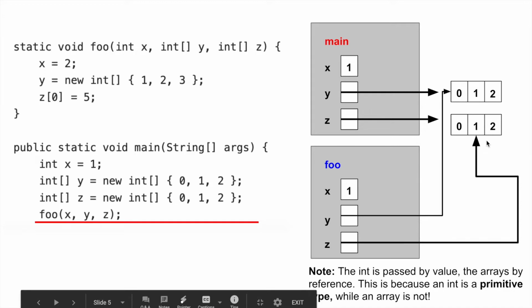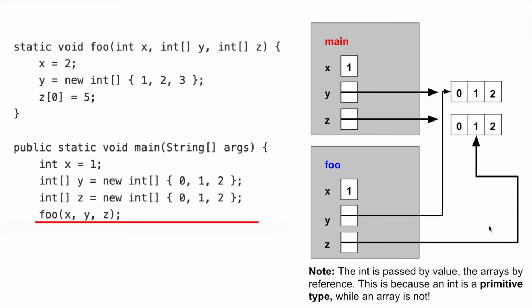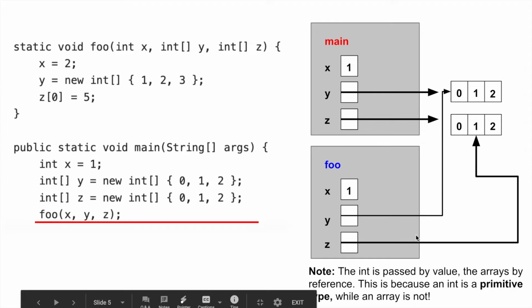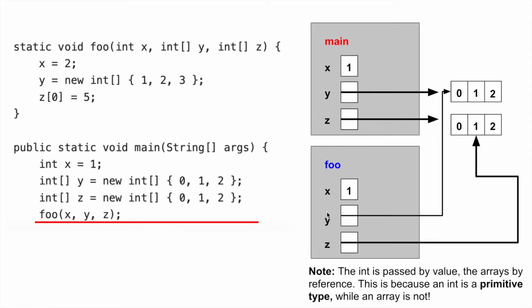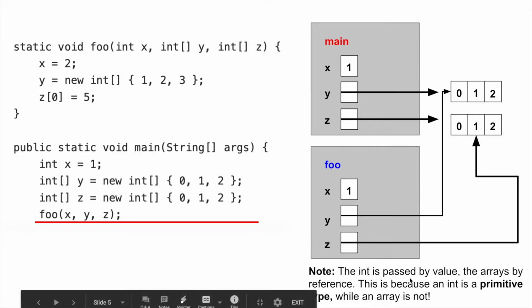If you weren't super clear on this difference, you may have accidentally thought that I'd have a new y array copied down here and a new z array copied down here. But that's not the case. I'm just copying the arrows because that's what y and z are. And that's what this little text down here is trying to explain.